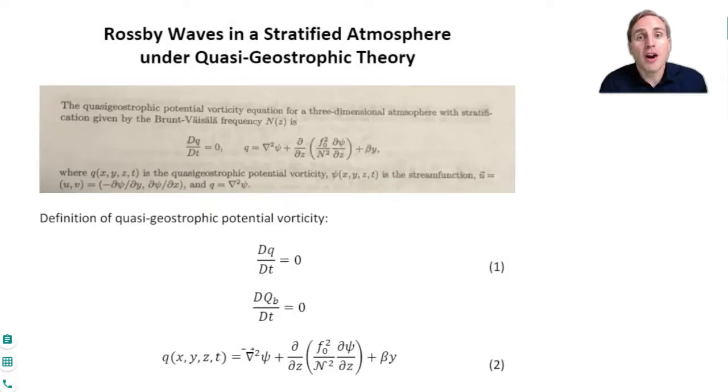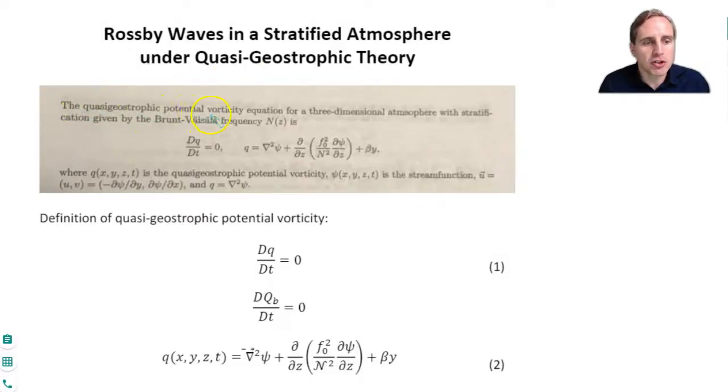So for this video, I just want to set up what's going on with this Rossby Waves problem. This is Rossby waves in a stratified atmosphere under quasi-geostrophic theory. This was previously an exam question as part of a comprehensive exam for an atmospheric science graduate program. So let's take a look at what the problem says.